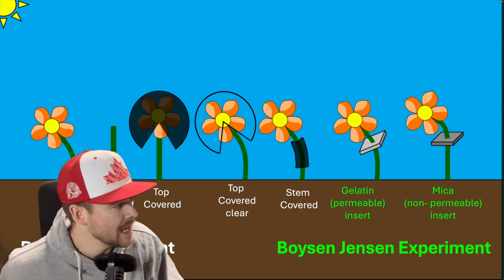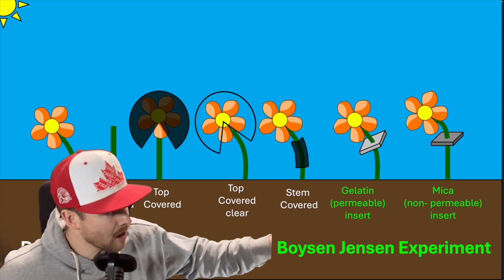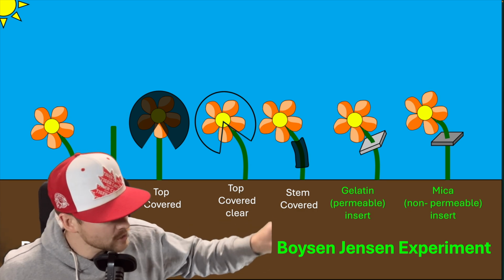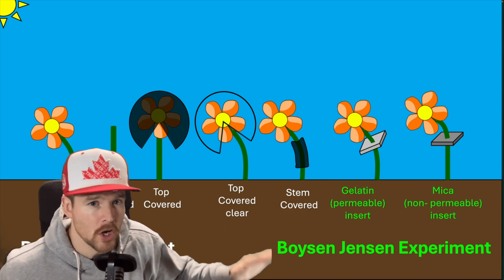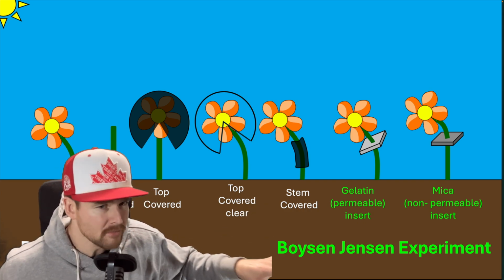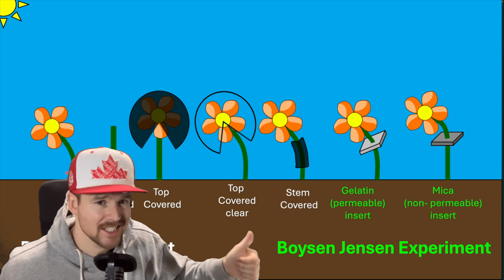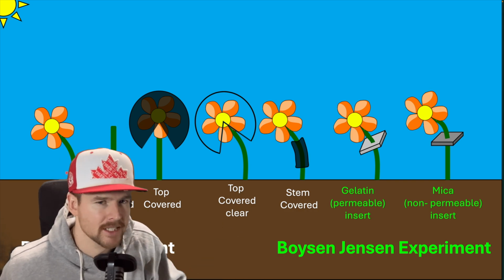In that case, we still get some bending at the top part of the plant. But as soon as it reaches the mica, the information isn't able to be sent through there, and there's no bend in the lower part of the stem. So overall, both these experiments show it has to do with the top signaling something to the stem.